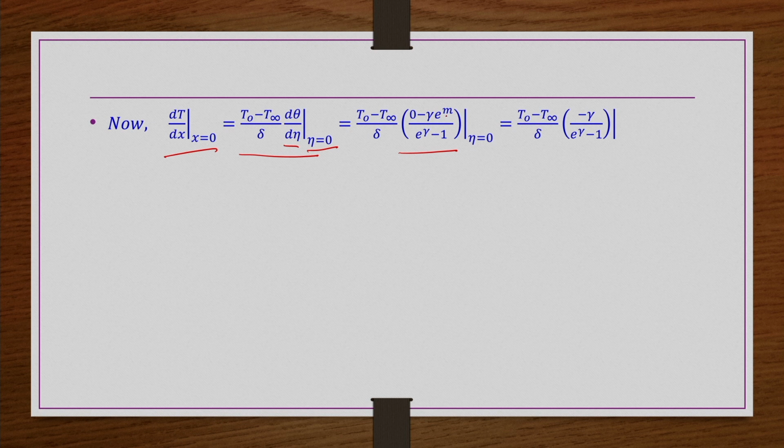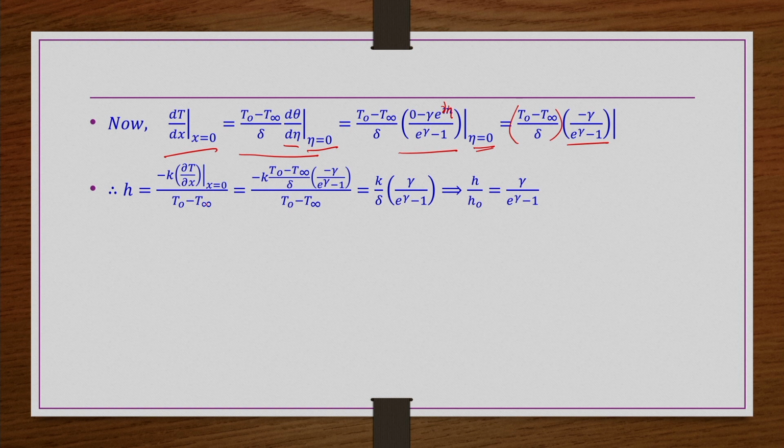Then you will get this expression, right: 0 minus gamma e to the power of gamma eta, divided by e to the power of gamma minus 1. Now, here eta is equal to 0; if you substitute, e to the power of 0 is 1. So, minus gamma by e to the power of gamma minus 1, and the remaining constant is as it is.